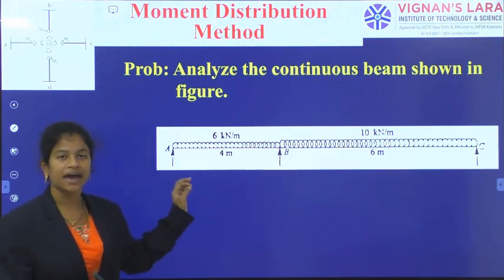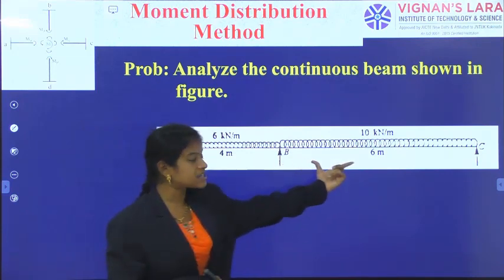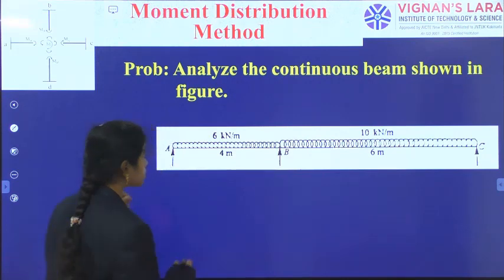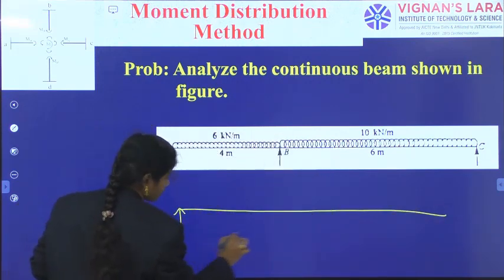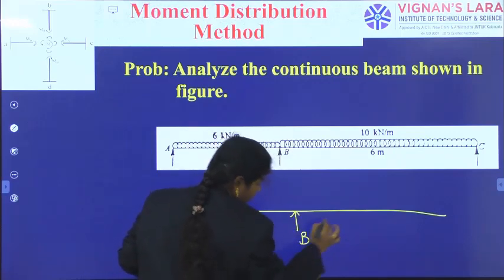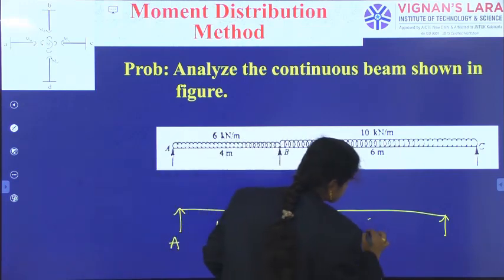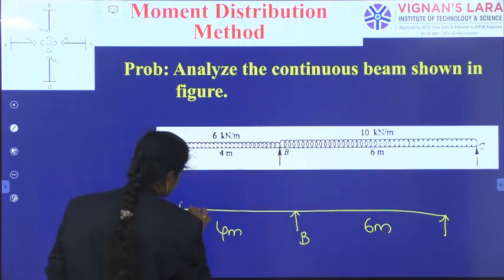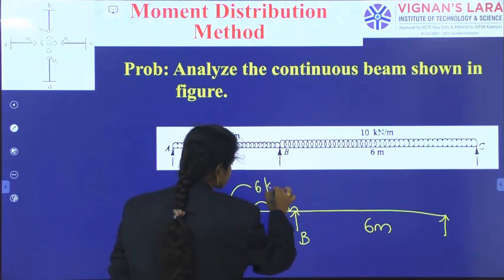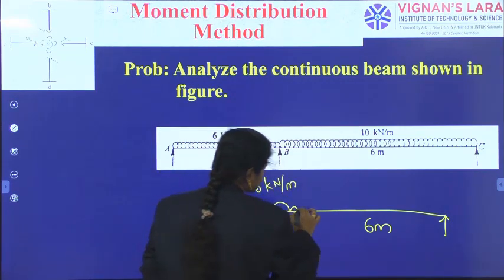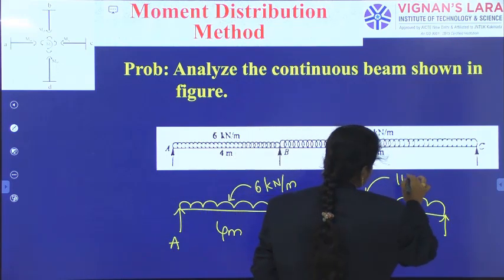So here I have a continuous beam with span AB as 4 meters and span BC as 6 meters. And these members are subjected to a UDL over the lengths. In the figure, the first span has a UDL of 6 kilonewton per meter and the second span has a UDL of 10 kilonewton per meter.